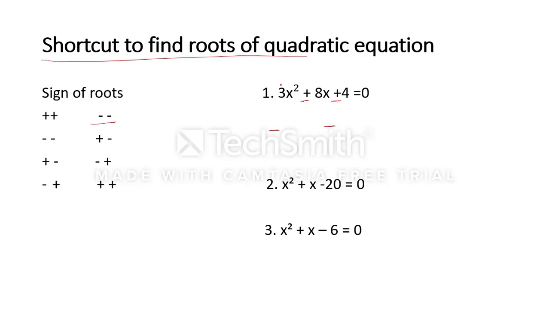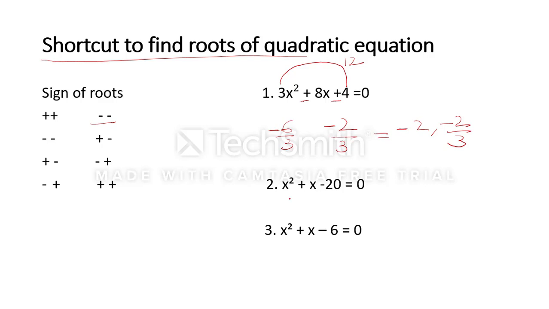After that, we will multiply the first and the last term. Here, 4 into 3 is 12. Now we have to break the 12 in such a way that the summation or subtraction should be equal to 8. So we know 6 and 2. This is not the final answer, because with x square, 3 is also there. So we will divide the roots by 3. Now the final roots will be minus 2 and minus 2 by 3.